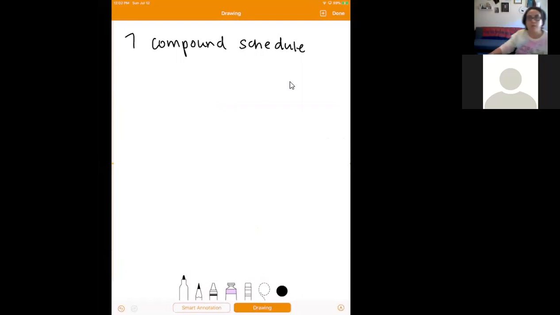So there's 7 compound schedules. They come in pairs except for the first one. And the first one is concurrent, and that's one we'll go over first. This is the only one that is not going to be in pairs. Everything else is going to be in T-charts for you. But concurrent is all by itself, because we use it so much.